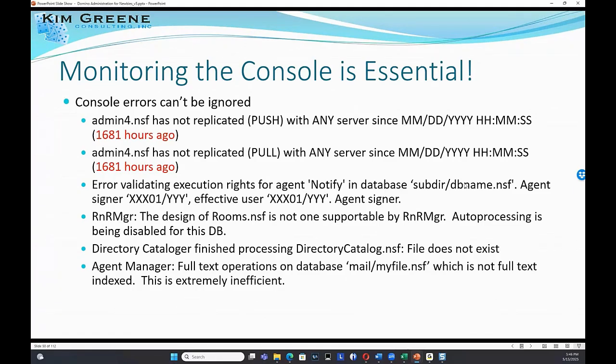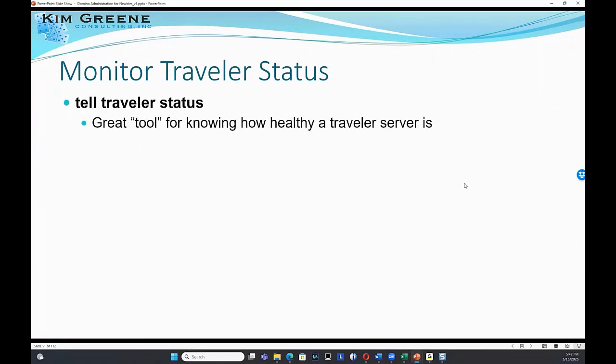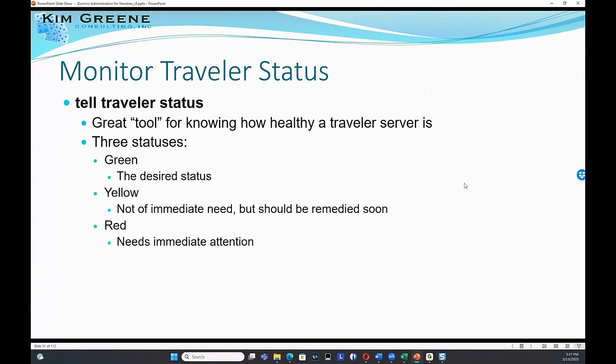So very, very helpful. If you have a Traveler server to allow your mobile users to be able to get mail on their mobile devices, you want to use Tell Traveler Status. This is a great tool to know what the health of that Traveler server is. There are 3 states that it will report back. Green, obviously that's the desired, no problems. Yellow is, hey, there's a problem, but you don't have to fix it absolutely right now, but you should look at it soon. And red is, hey, you've got to do something right now.